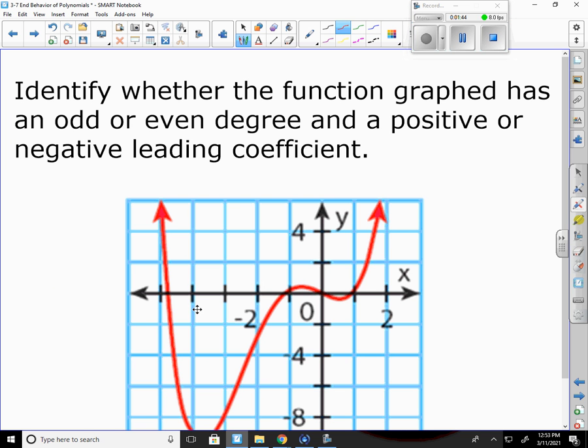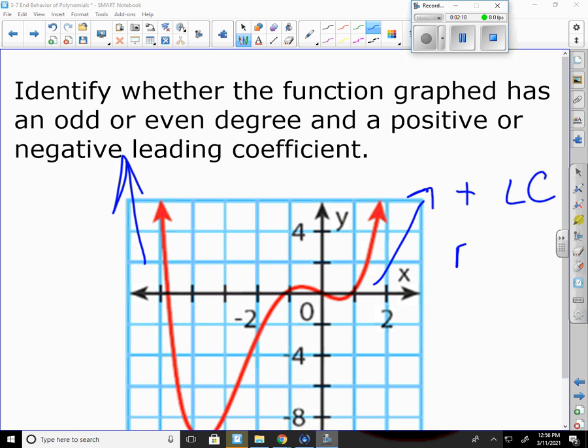All right, next one. Tell me whether this one is odd or even degree and has a positive or negative leading coefficient. So for this one, it's going to be an even degree because they both point in the same direction, up and up. And then since it's an even degree and they're both going up, it makes it so that our leading coefficient is positive. So it's going to have a positive leading coefficient and an even degree.